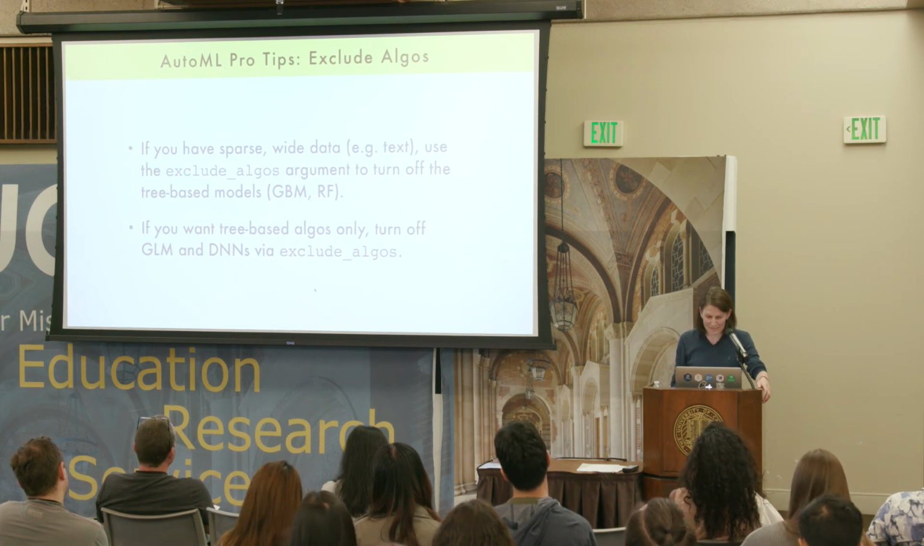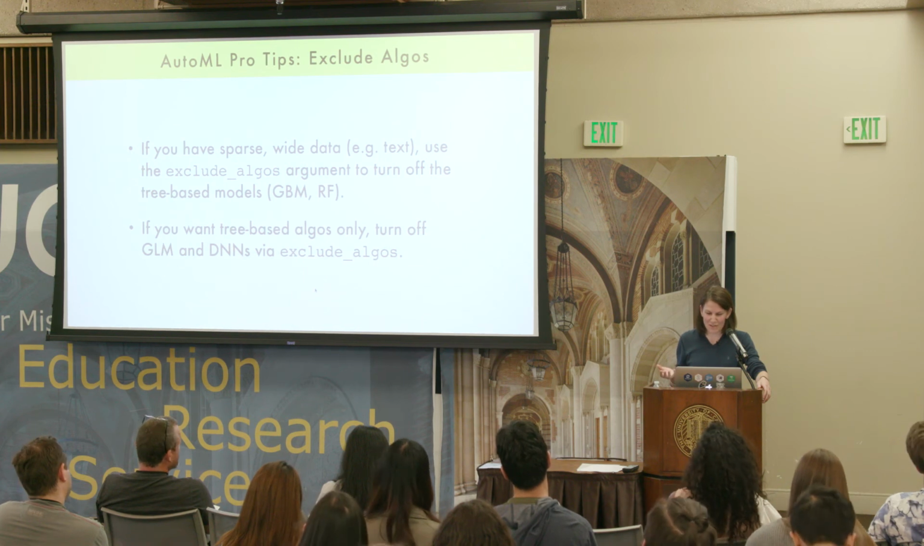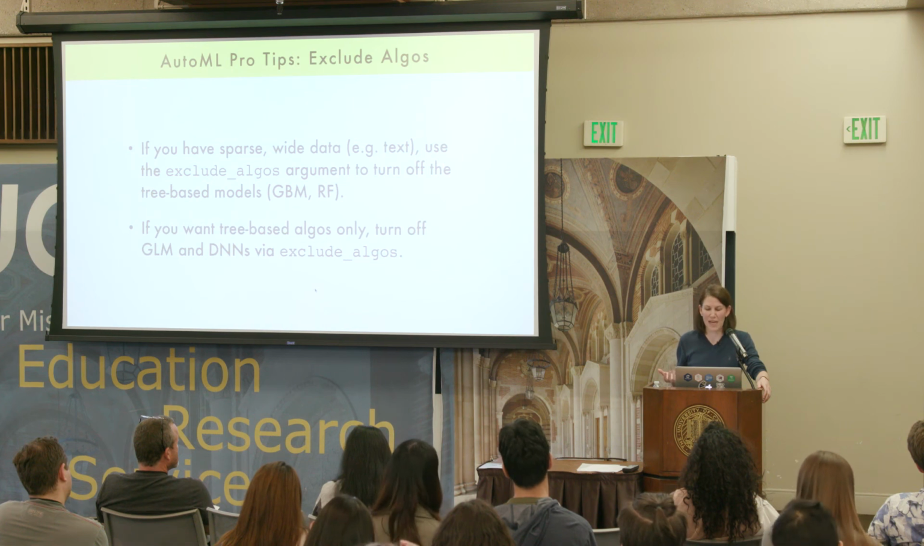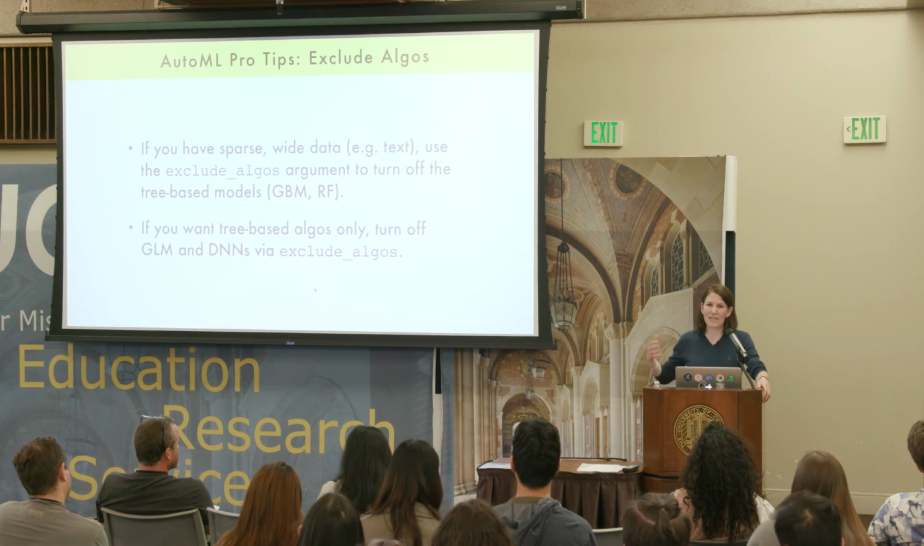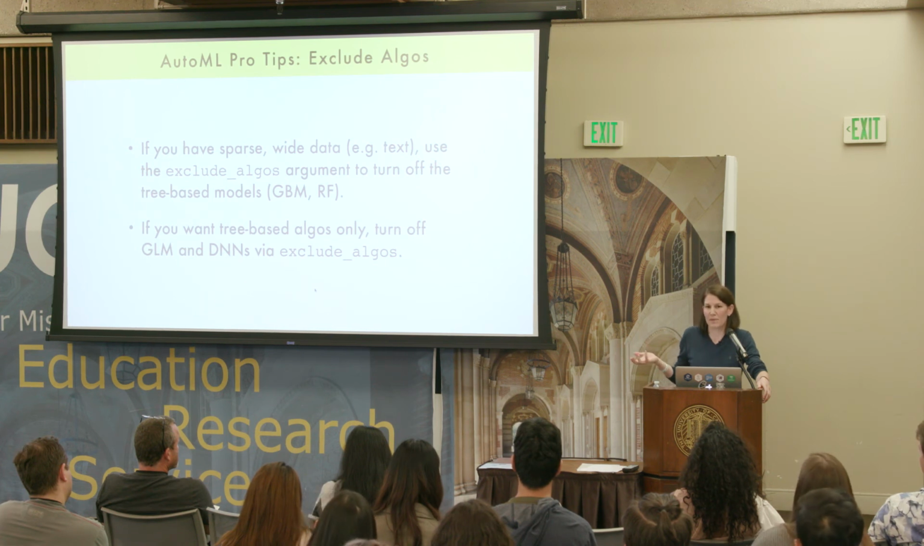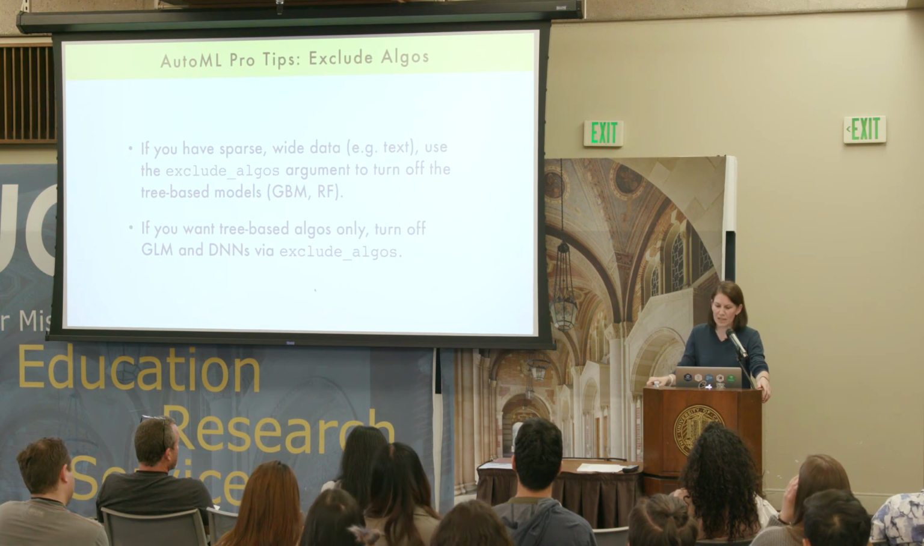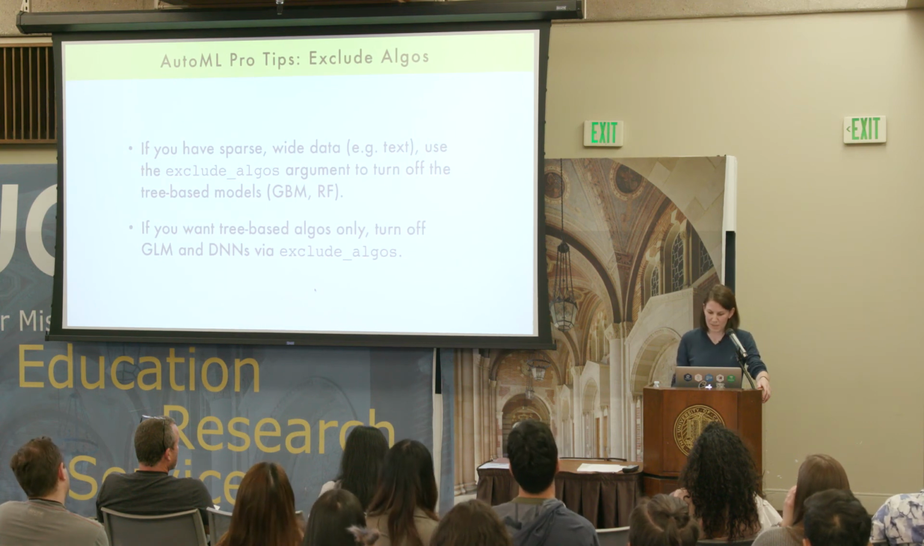So, why might you want to do this? For example, if you are doing some sort of text classification problem, and let's say your data is very wide and sparse, maybe you don't want to use tree methods. Maybe you could just let it use deep learning or GLMs and see what happens. I would still recommend just trying it and seeing what happens. And then if things seem to be taking too long, or it's not training enough models, or it's spending too much time on the tree-based models, then you could turn it off.